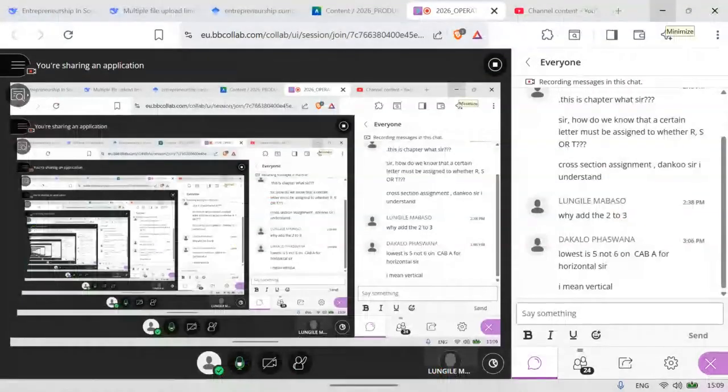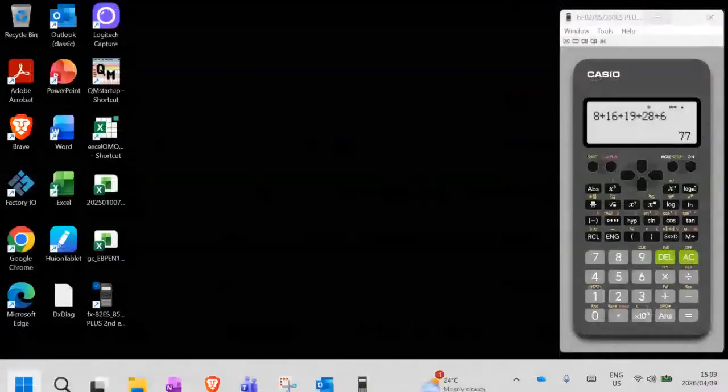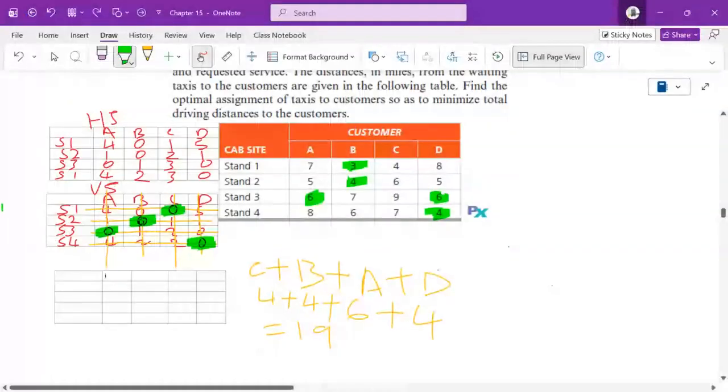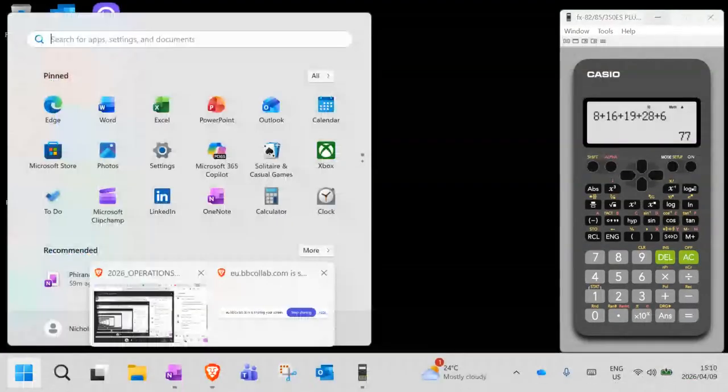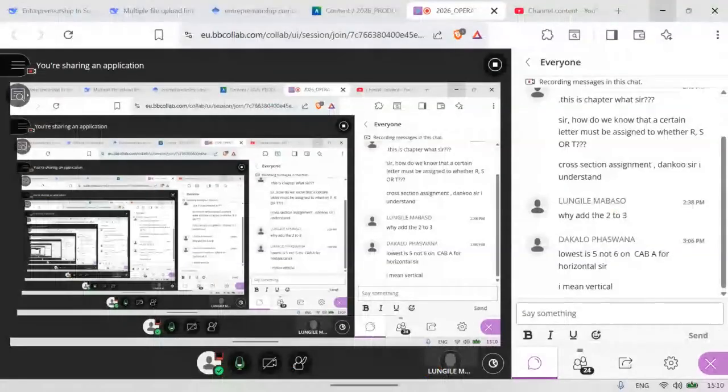Okay, for vertical, lowest is 5, not 6. For vertical, no. When we were doing vertical, we were left with this one here. That's the only thing that was on our vertical. And 3 minus 8 is 5 there. I hope I'm answering you. I hope I've answered you.